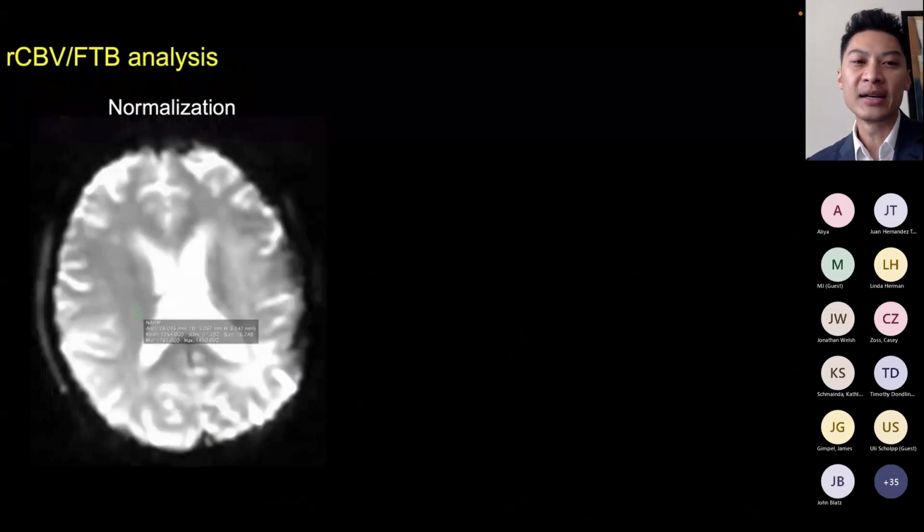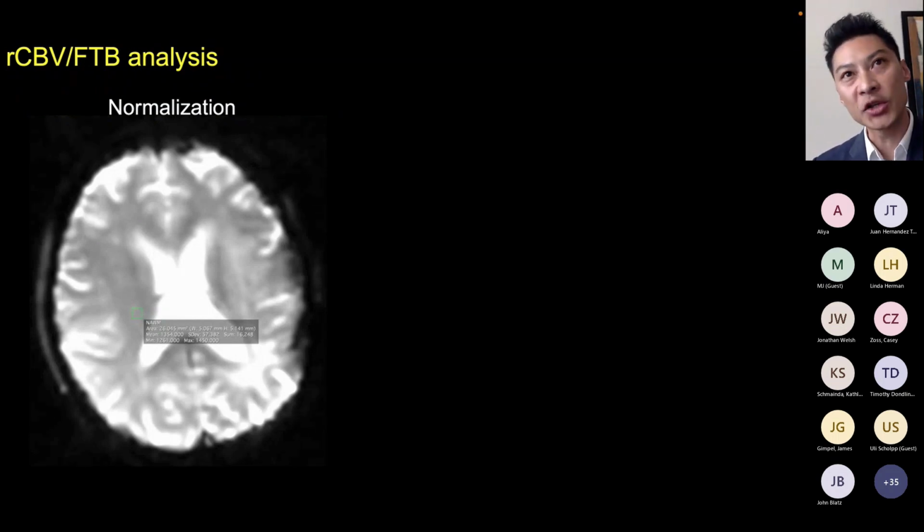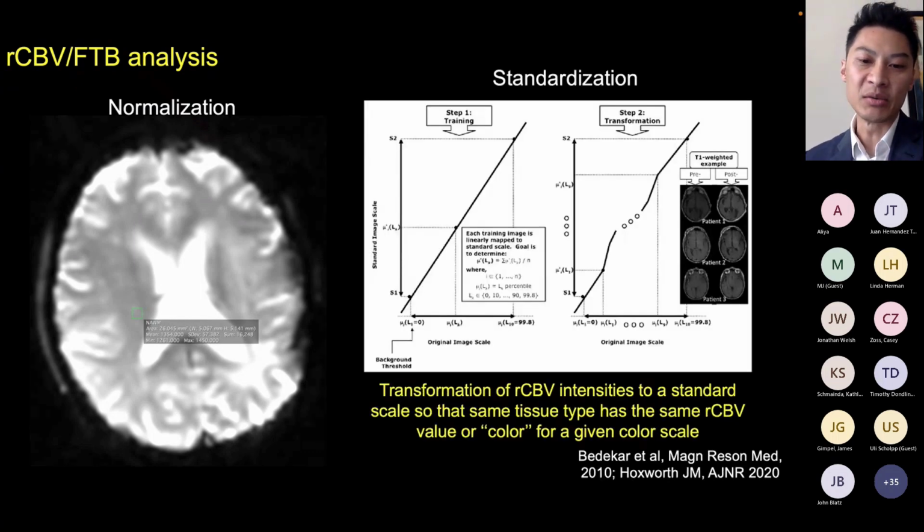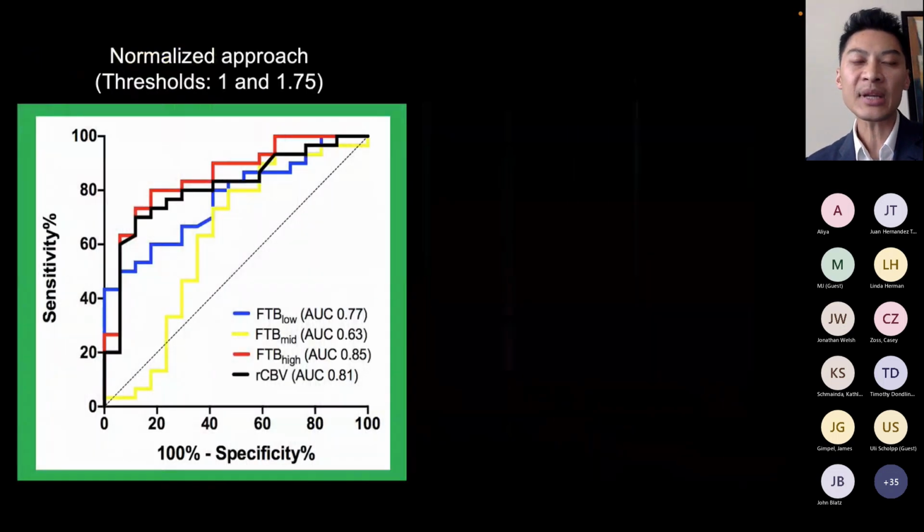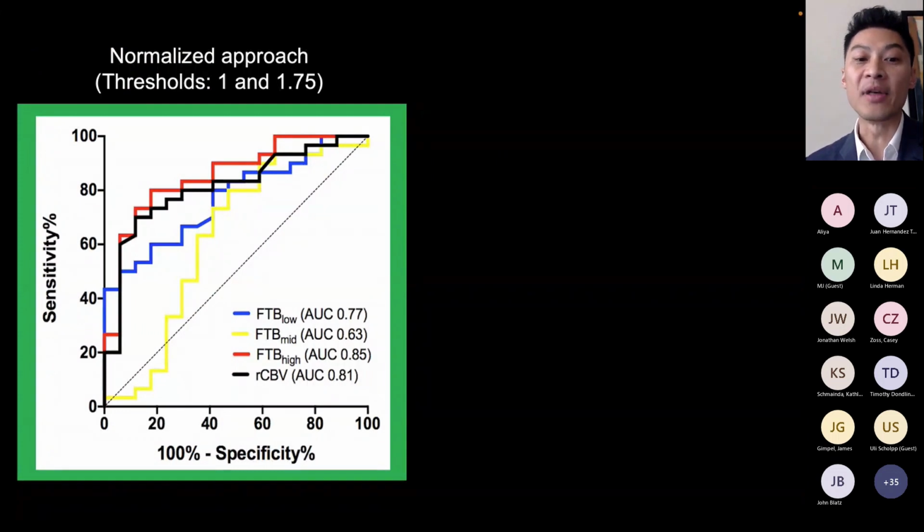And you can do different processes in terms of evaluation of CBV and FTB. Oftentimes we do normalization, which we normalize a tumor to the contralateral white matter that's normal. But there's also standardized FTB, which is essentially a transformation of rCBV intensities to a standard scale, which eliminates the process of having to manually normalize it to the contralateral white matter. When we looked at the performance of the 3 different fractional tumor burden categories and CBV, we saw that FTB high, the red voxels, as well as CBV performed the best to differentiate between treatment effect and tumor.